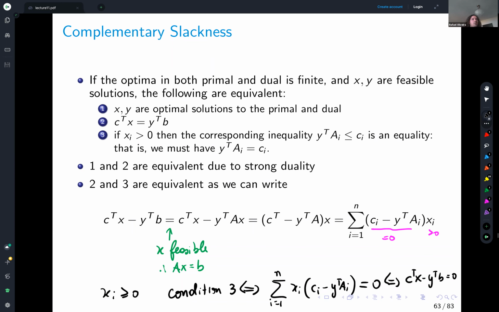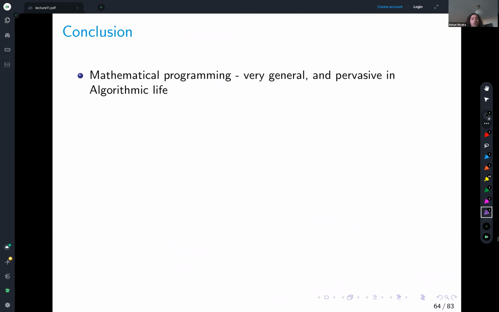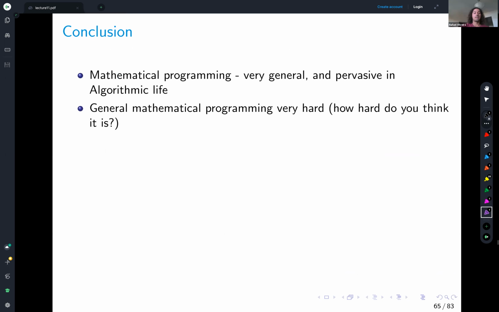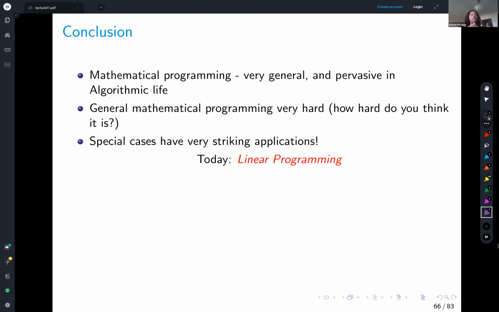And we're going to see an application of this in the next lecture. All right, just to conclude, what did we learn today? We learned a little bit about mathematical programming. It's very general and pervasive in algorithmic life, so it's definitely something you should know. It turns out that general mathematical programming is really, really hard. If you want to know how hard it is, I encourage you to think about it. It's harder than NP-hard, but it includes NP-hard, of course. But even special cases of mathematical programming have very striking applications. And today we saw linear programming and the duality theory.